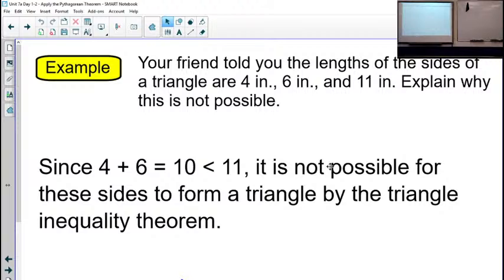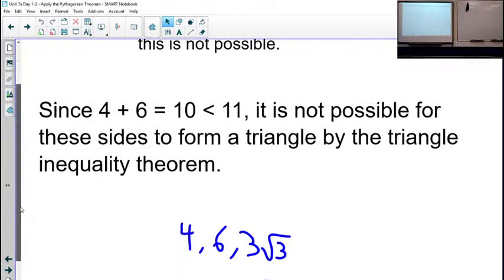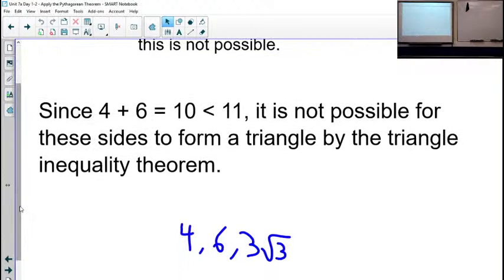Remember, we want to make sure that we keep track of which side is the longest side. And sometimes that can be a little bit tricky. Here, pretty easy. But let's take a couple cases where it's not as straightforward which side is my longest side. Let's say I'm deciding between 4, 6, and 3 square root of 3. 4 and 6, well, 6 is bigger. But what about 3 square root of 3? That's our other competitor.